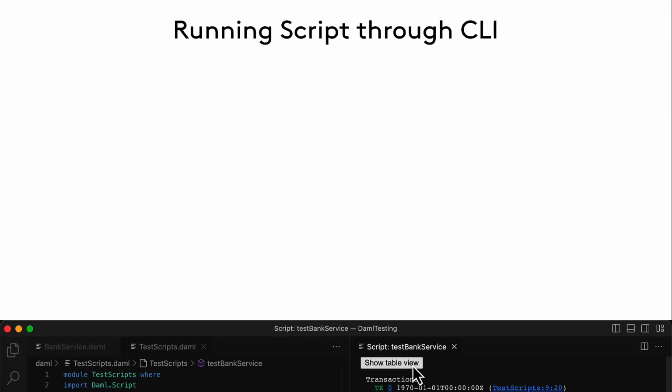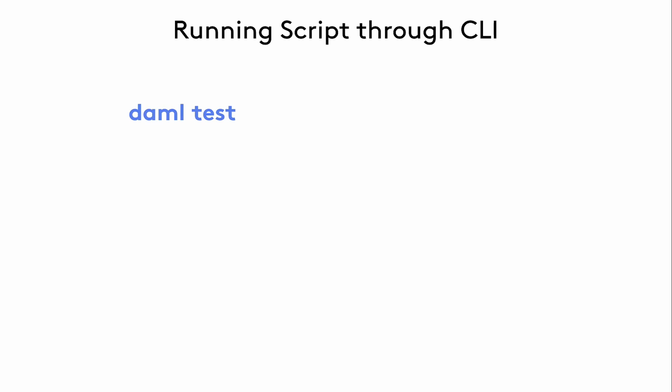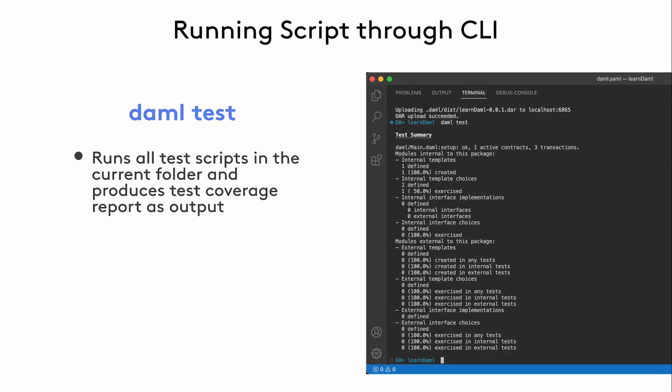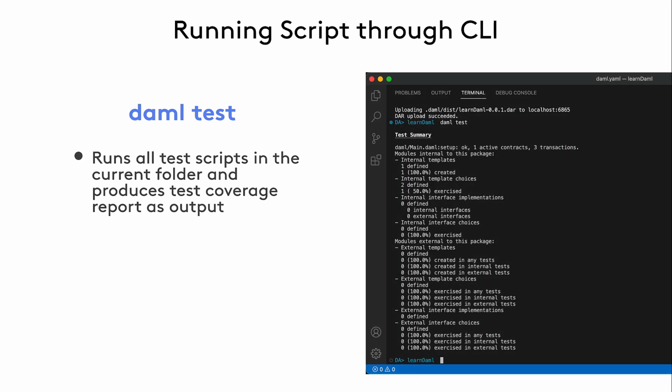daml test is a tool that runs all test scripts in the specified file or in all Daml files in the current project folder and produces a test coverage report as the output on the console. As you can see here, the test summary shows details such as number of active contracts, transactions, and test coverage metrics. Also note that the test coverage shows 50% for choices, and that is because the second choice here is Archive, which is implicitly defined in all templates. As our script does not test it, the report indicates that it has not been tested.